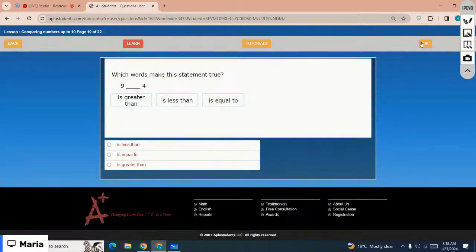Which words make the statement true? 9 and 4, which is the correct option? 9 is, yes, greater than 4 because when counting you have 9 after 4, right? So 9 is greater than 4.